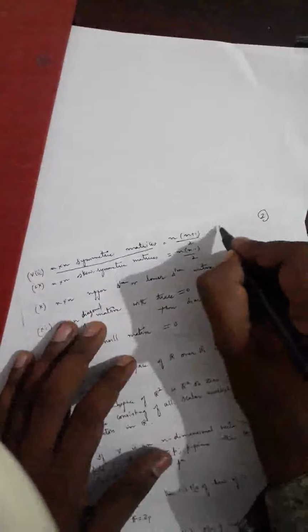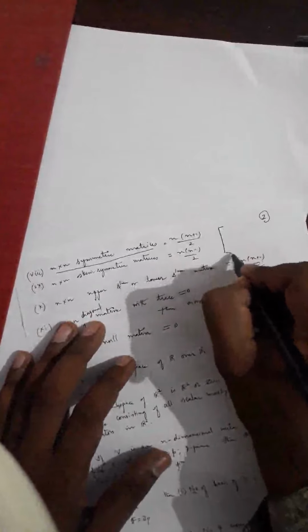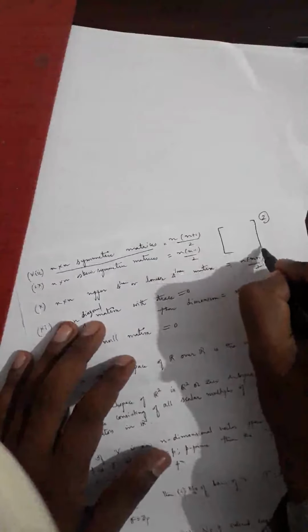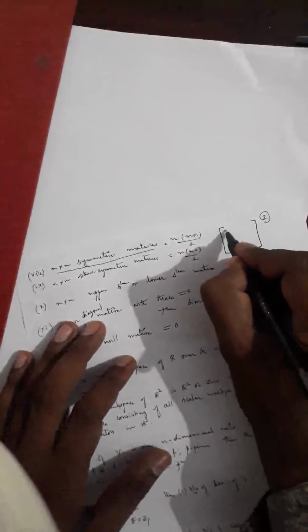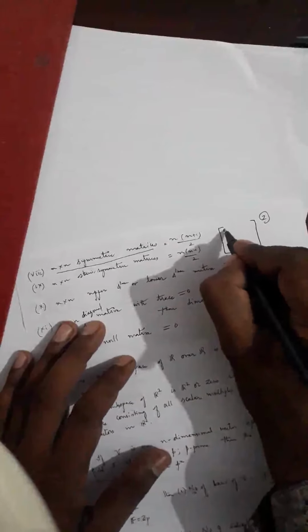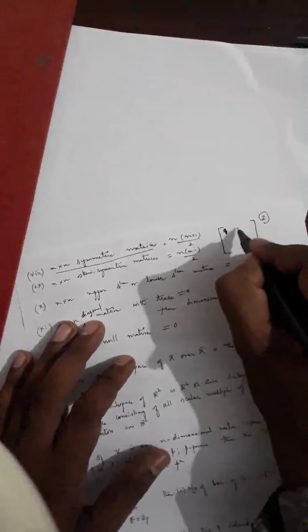Yes. N cross n symmetric matrices. See, symmetric matrices means, we'll just try to give the example for symmetric. Skew symmetric will follow in the same way. So here I have, let me give for 3 cross 3, that would be better. 1 is here.